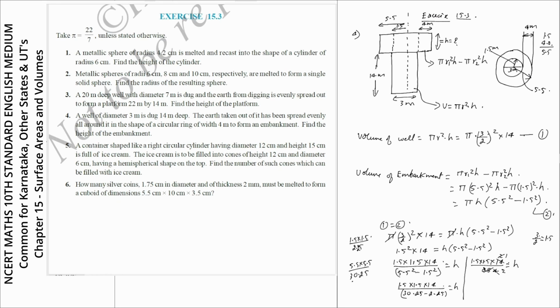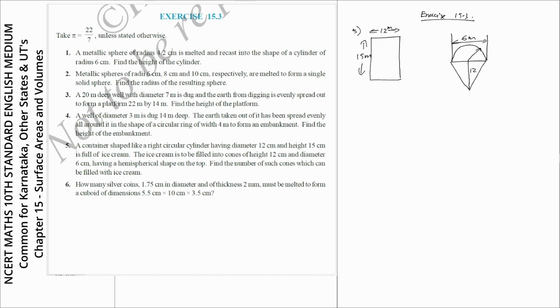Now finally I'll get 1.5 divided by 2 is equal to h. So h I'll get as 1.125 meters. Some multiplication and division I have skipped, you can check by yourself.